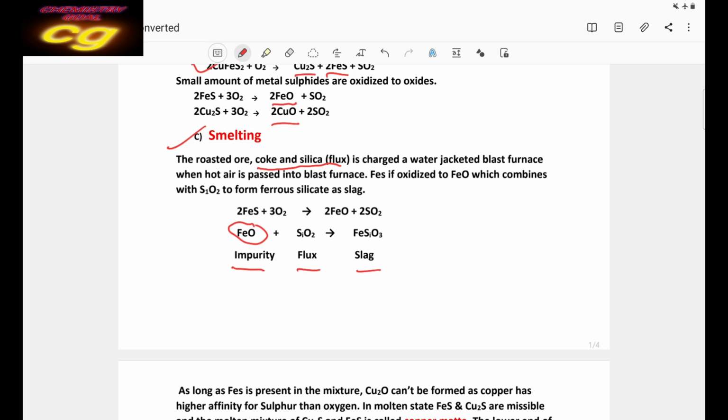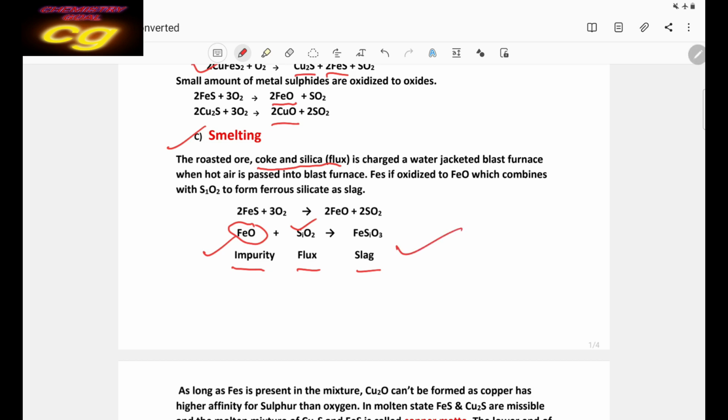So silica is used as a flux, and here the impurity is iron oxide. So the impurity is iron oxide and the flux is silicon dioxide. When they are heated during the smelting process, a slag is formed, that is called iron silicate.